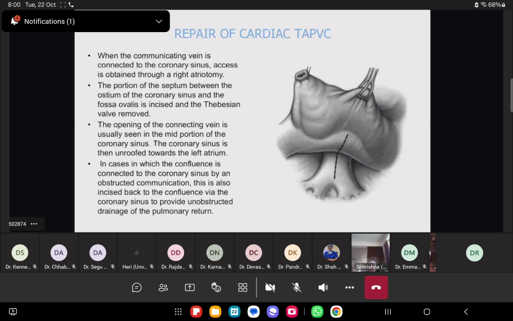Coming to the repair of the cardiac type of TAPVC, when the communicating vein is connected to the coronary sinus, access is obtained through a right atriotomy. The portion of the septum between the ostium of the coronary sinus and the fossa ovalis is incised and the Thebesian valve is removed. The opening of the connecting vein is usually seen in the mid portion of the coronary sinus. The coronary sinus is then unroofed towards the left atrium. In cases in which the confluence is connected to the coronary sinus by an obstructed communication, this is also incised back to the confluence via the coronary sinus to provide unobstructed drainage of the pulmonary return.